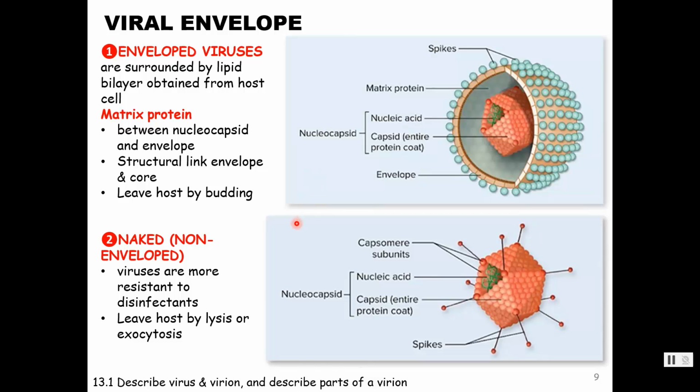Some viruses, though, do not leave taking some of their host cell membrane with them. And so these are non-enveloped, or they're called naked. These types of viruses, because they don't have that delicate phospholipid membrane on the outside, are more resistant to disinfectants. These viruses are going to leave either by lysis or exocytosis, and we'll look at that in just a little bit.